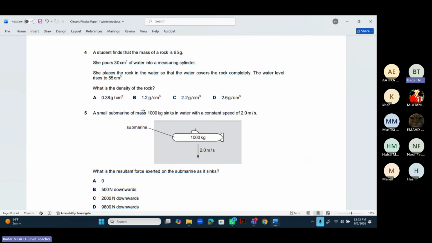Water level rises to 55. Okay, so volume of rock कितना होगा? 55 minus 30, ये आ जाएगा 25 cm cube. So this is volume of rock. Mass of the rock is given and he is asking you to find out the density.